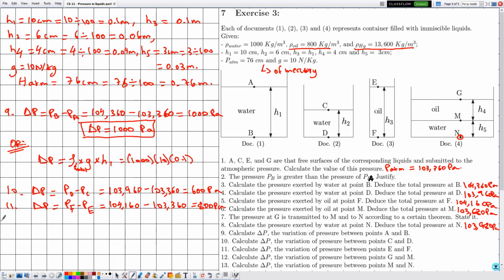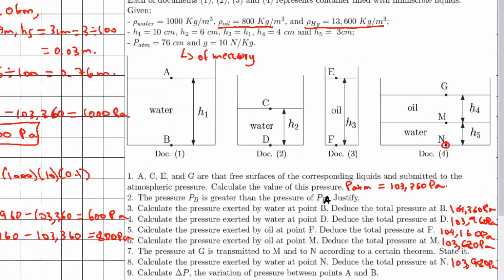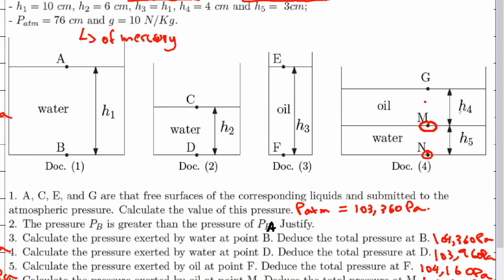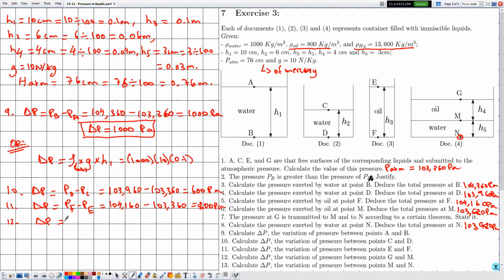As for number 12, delta P, which is the difference in pressures between the points G and M. Notice that because M is located at a horizontal level lower than that of G, we will start with it. PM minus PG. The value of PM is given by 103,680 minus the value at the point G, which is the atmospheric pressure. Plugging this on the calculator, it's given by 320 Pascal.